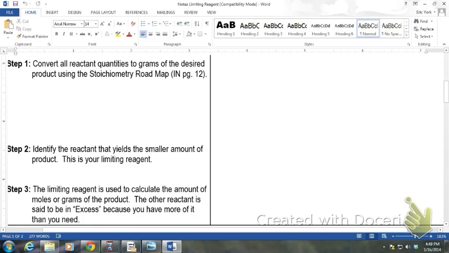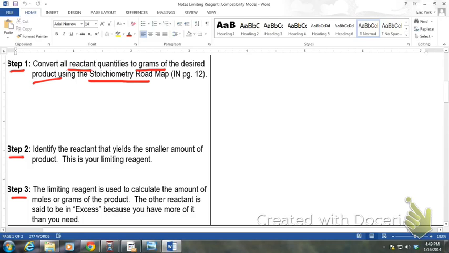Alright, so to solve this problem, we need to go through 3 steps. Step 1, we are converting all reactant quantities to grams of the desired product. So in this case, it gives us grams of our reactants, but sometimes it might give us moles. So what we need to do is also use our stoichiometry roadmap when we do this, so we know what we're starting with and where we're going. In this case, it's giving us grams, so we have 2 sets of grams to use. So we're going to start with just using copper.